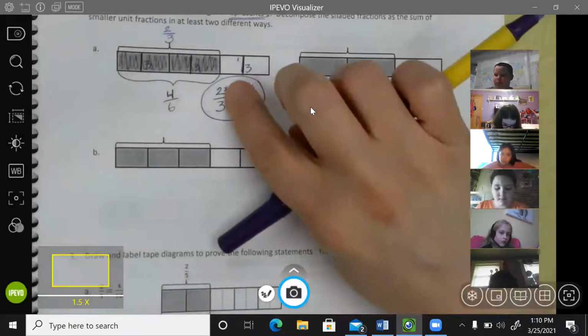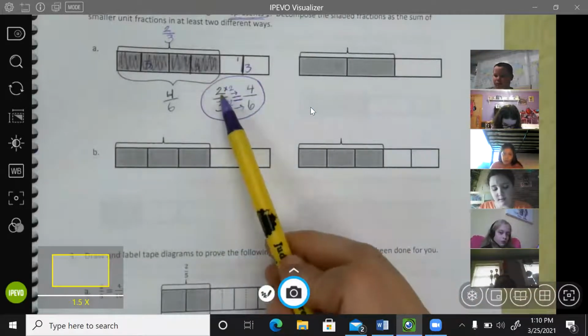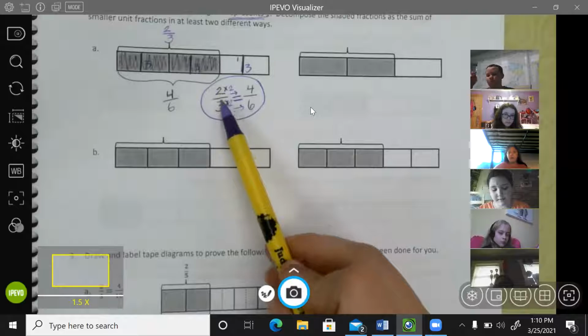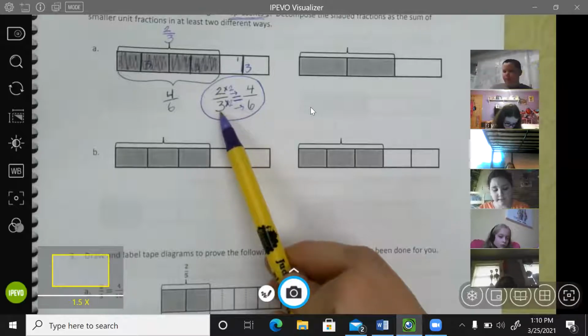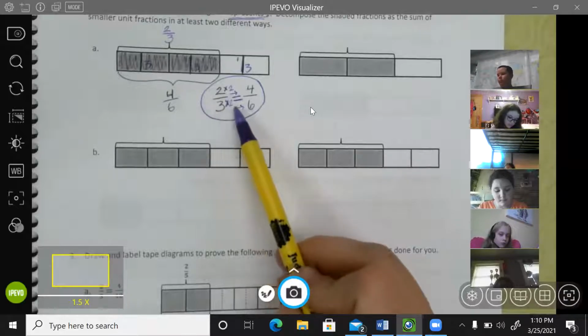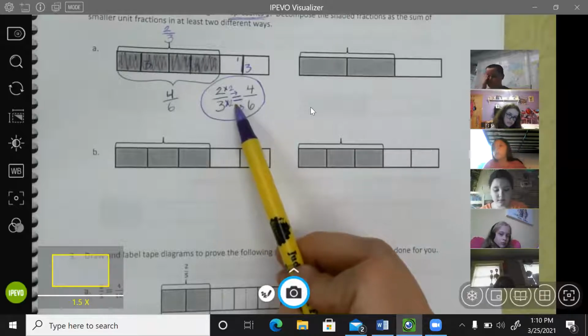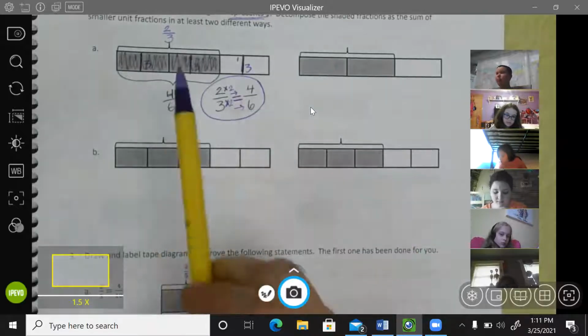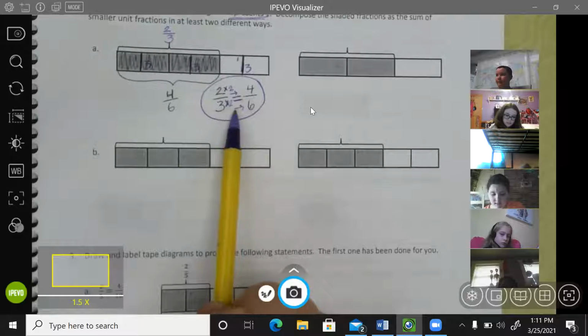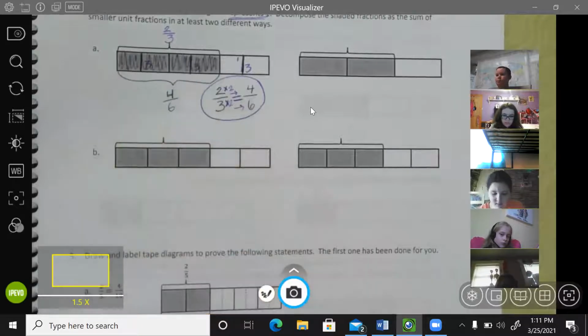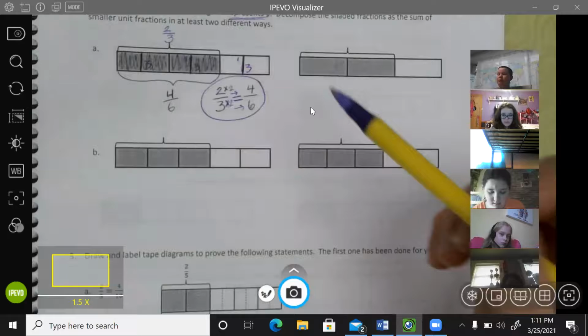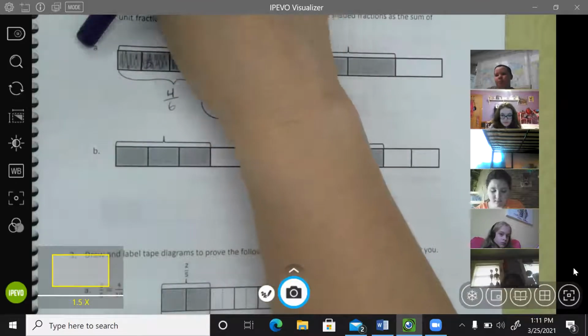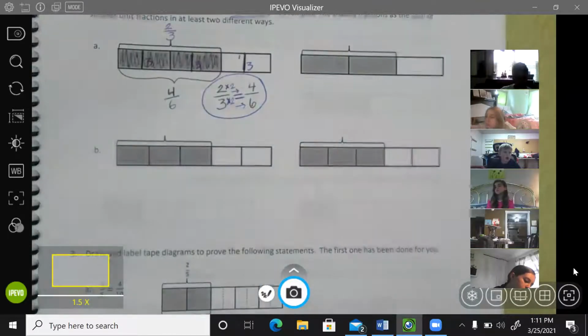You can ignore the multiplication. Read this fraction. 2/3 is equal to 4/6. And we showed that with proof using multiplication, but also right here with your picture. So these are equivalent fractions. They're equal to one another. Okay, let's try another one.